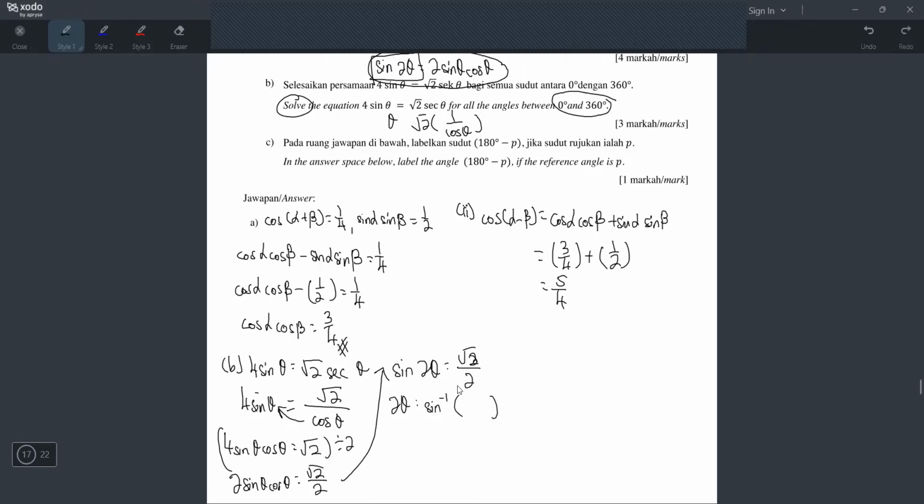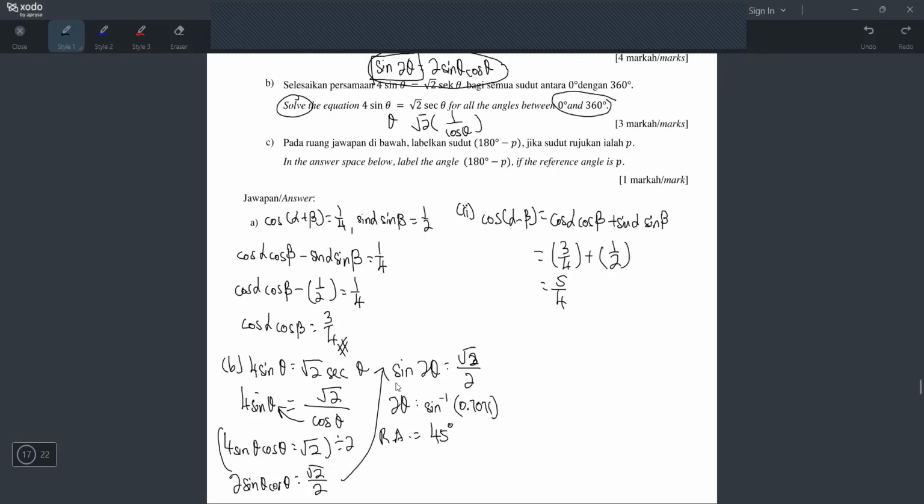I can quickly just press in the calculator, 0.7071. Don't forget, now you will press the shift sine 0.7071. So what happens when you shift sine? I will get 45. But is this your final answer? No, I mentioned many times in class already, this is not the final answer. This one we call it RA. What is RA? Reference angle.